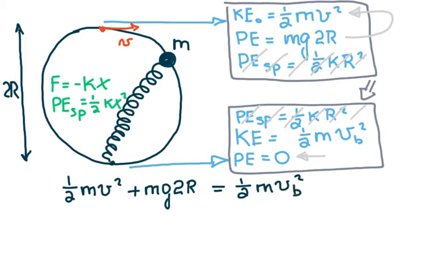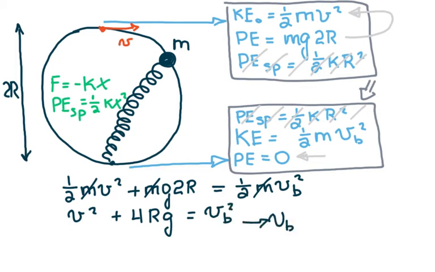Every single term has an m, so I can cancel the m's. Multiplying them all by 2, I get v squared, the velocity at the top, which if it is 0, then it is 0, plus 4rg, equals the velocity at the bottom squared. So the velocity at the bottom is equal to the square root of v squared plus 4rg.